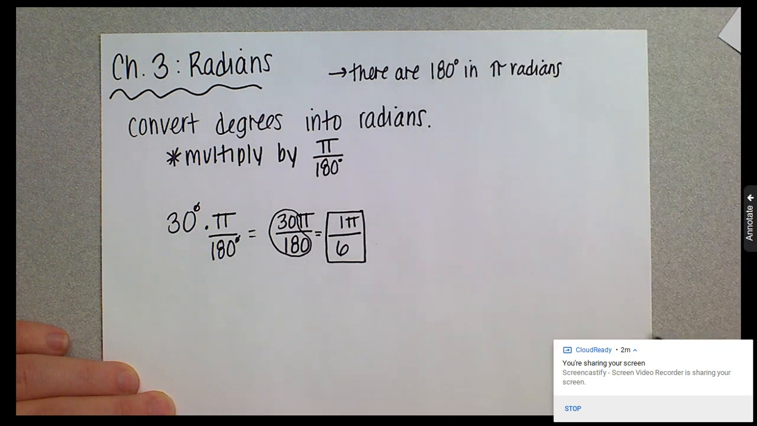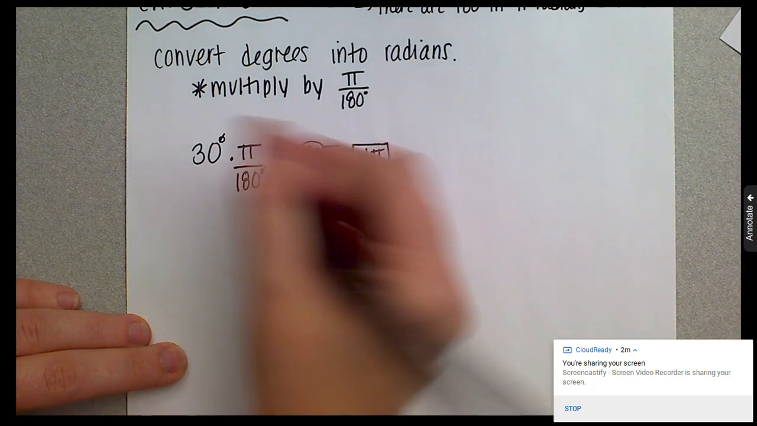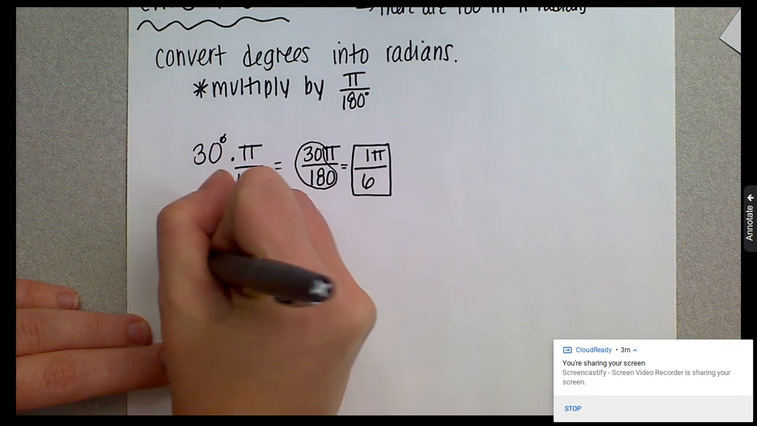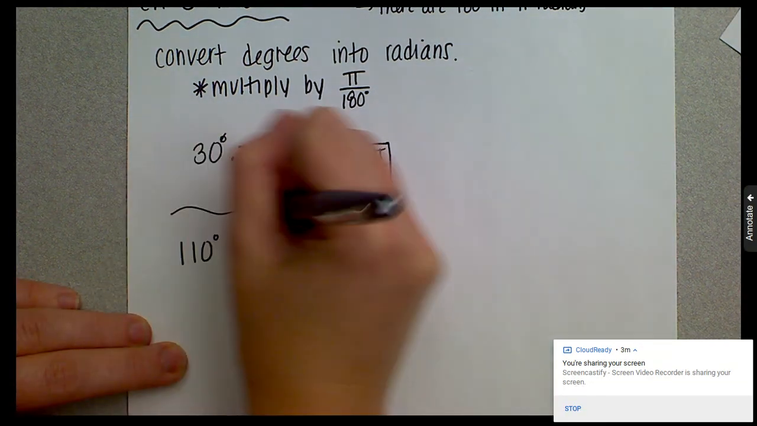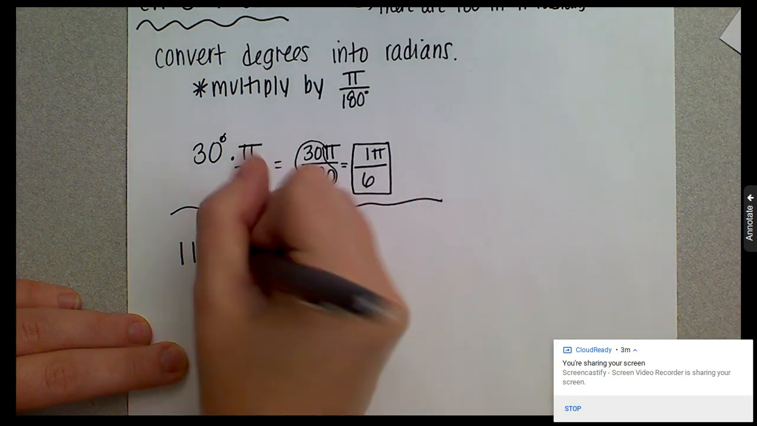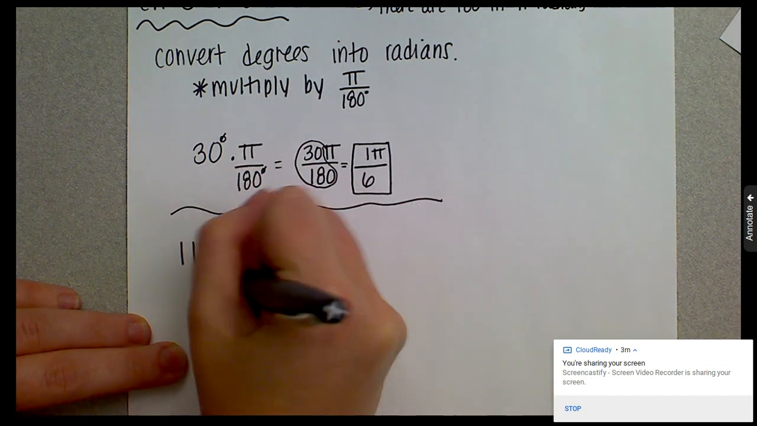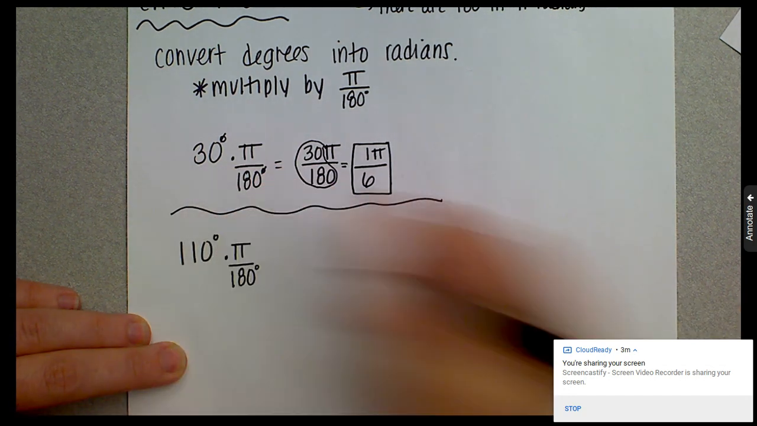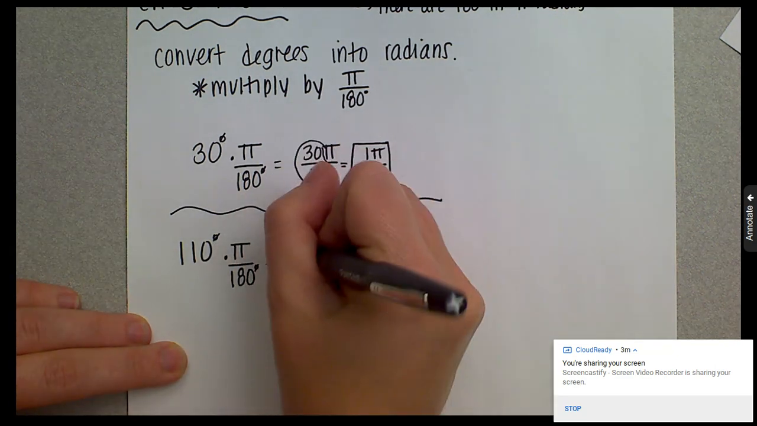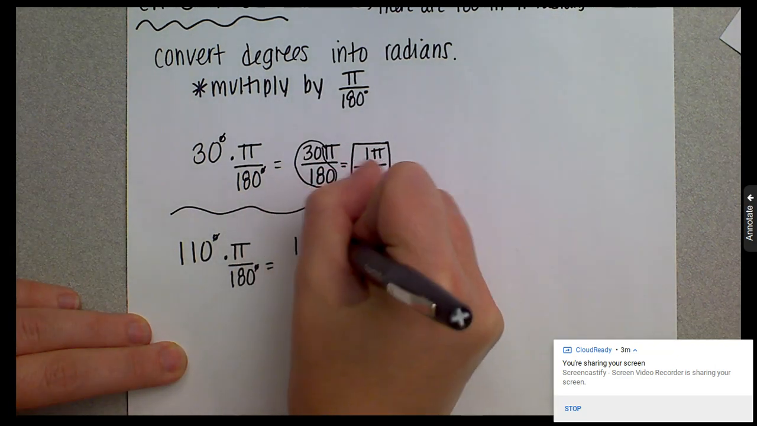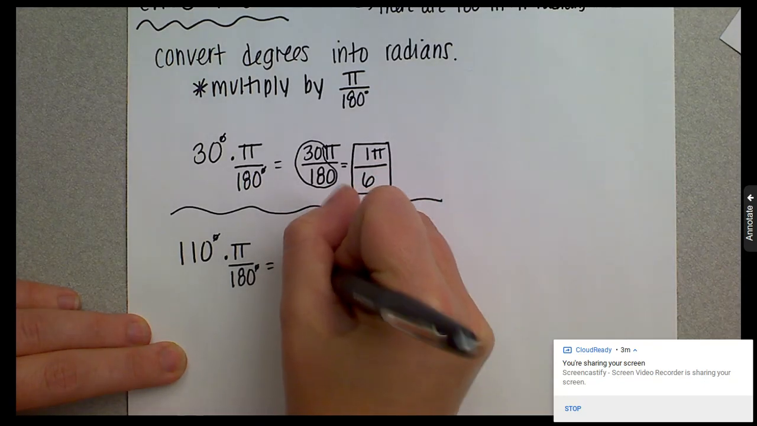So let's just try two more. So what if I said 110 degrees? You would say, okay, I can convert that. I'm going to multiply by pi over 180. Okay, the degree symbols cancel. I end up with 110 pi over 180.